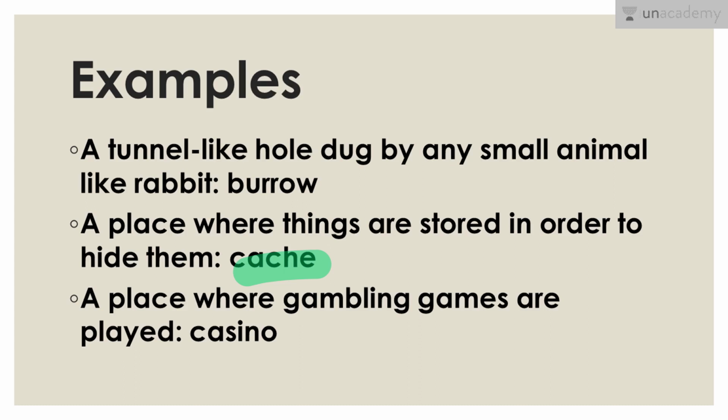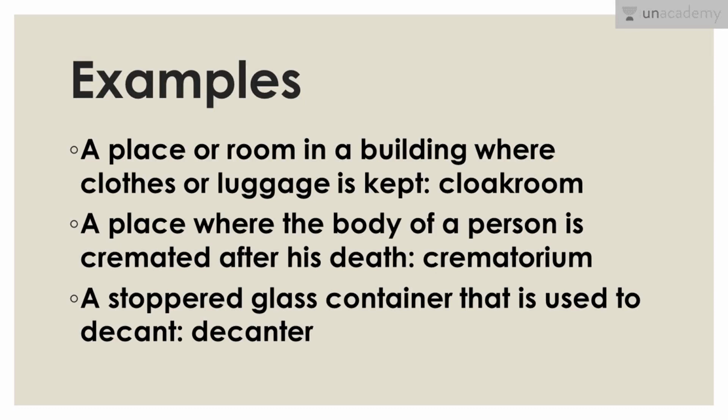Next is a place where gambling games are played. So gambling games mean cards or anything like that. So that place is known as casino. Next, a place or room in a building where clothes or luggage is kept is known as cloakroom.